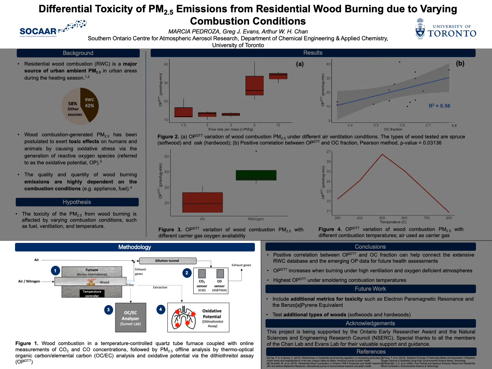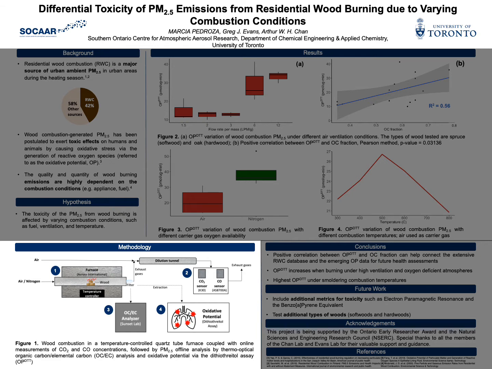So, how are we doing this? Well, as you can see in figure 1, specifically in the circle indicating number 1, we burn the wood in a temperature-controlled quartz tube furnace. We use either air or nitrogen as a carrier gas, and we collect the particulate emissions right outside the furnace with the help of a PM2.5 particle impactor and a quartz filter.